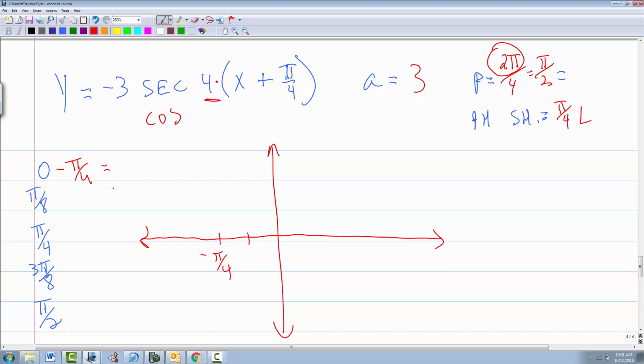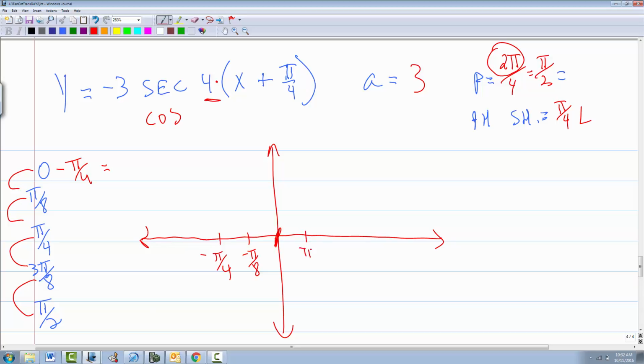And then, since it is half the period, these are still going to click every pi over 8. I've been trying to hammer this down for you. 0 to pi over 2, half of pi over 2 is pi over 4, half of pi over 4 is pi over 8. These are all pi over 8 away from each other. So I could just start doing the pi over 8 game. This is pi over 8 to the right.